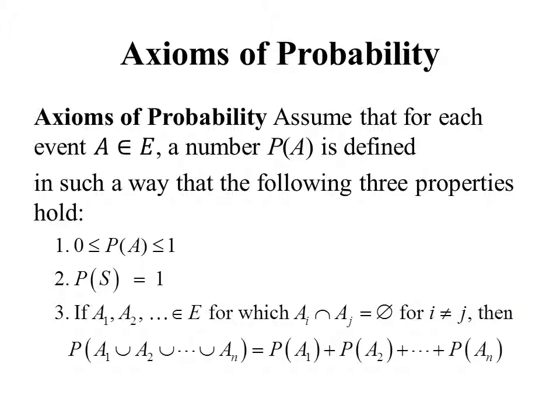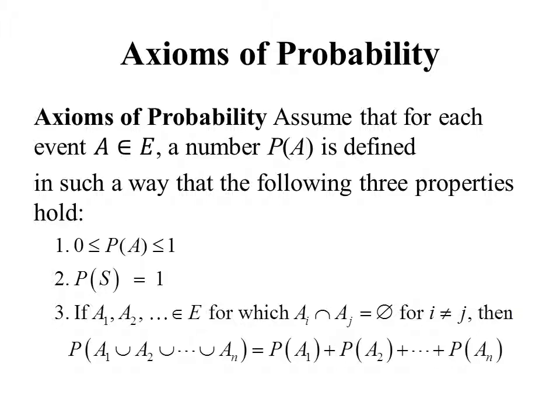Okay, so now we're going to state the axioms of probability. These axioms are properties that we think every measure of probability should satisfy. These are not really definitions of the idea of probability. Rather, they're properties that probability as a set function must satisfy. So it says, assume that for each event A, a number P of A is defined in such a way that the following three properties hold. First, the probability must be between 0 and 1 inclusive. Second, the probability of the entire sample space must equal 1. Informally, what this second axiom says is that the probability that something happens is 1. In other words, it's absolutely certain that something's going to happen.